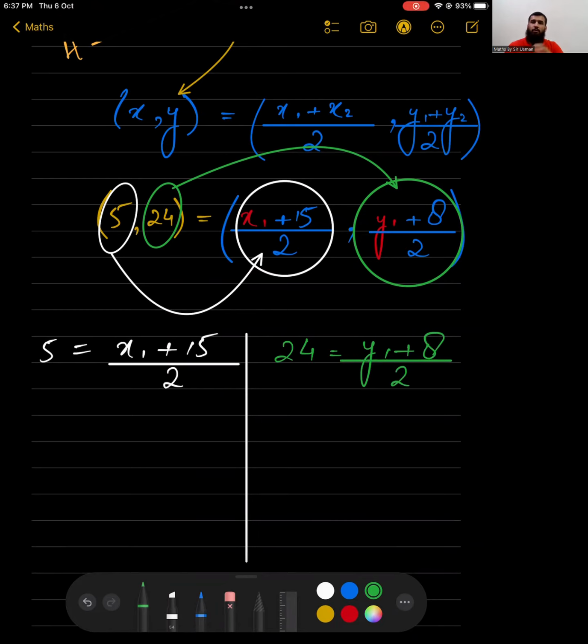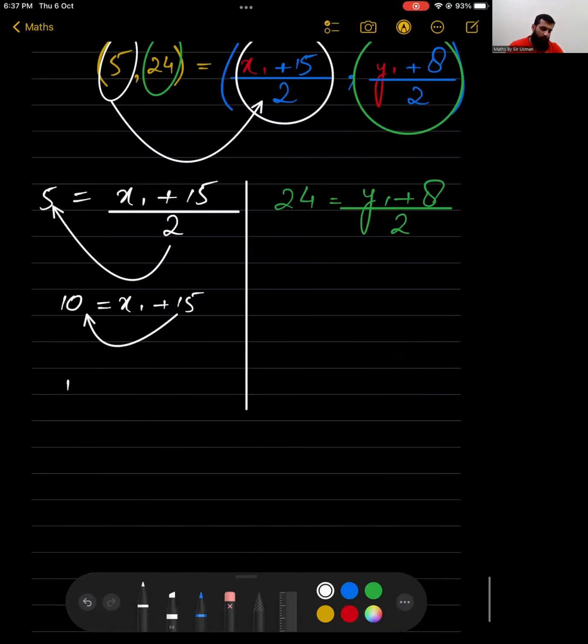अब इसे हम सबने solve करना है. We have got the concept of algebra. तो algebra की logics पर इसको sort out करेंगे. So first of all you will take 2 to the other side. 5 times 2 is going to be 10 is equals to x1 plus 15. अब आपने 15 को भी दूसरी साइड पे शिफ्ट करना है and you will have 10 minus 15 is equals to x1. So x1 turns out to be -5.